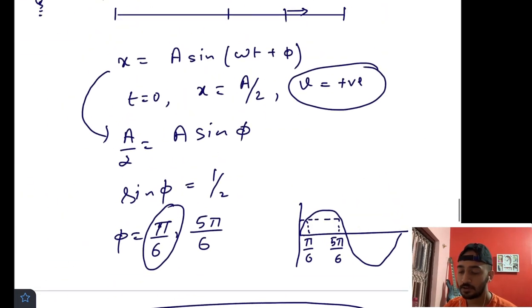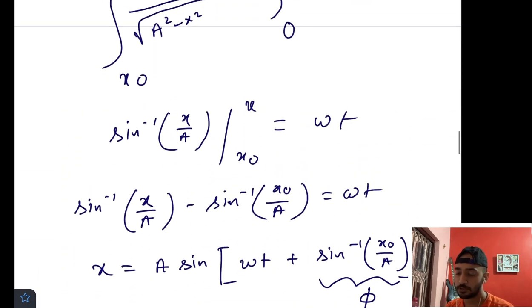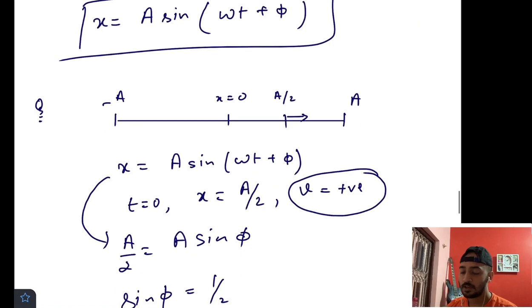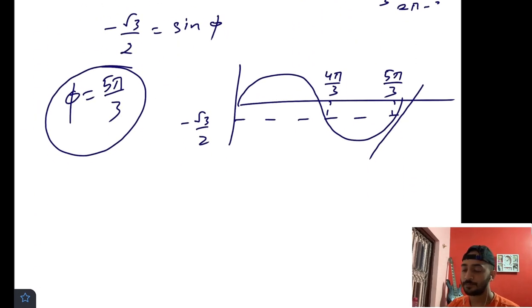So these are all the basic relations which you need to know for the start of this chapter. I'll be continuing this lecture series, and in the next video we'll be discussing more about phasor diagrams and initial boundary conditions.